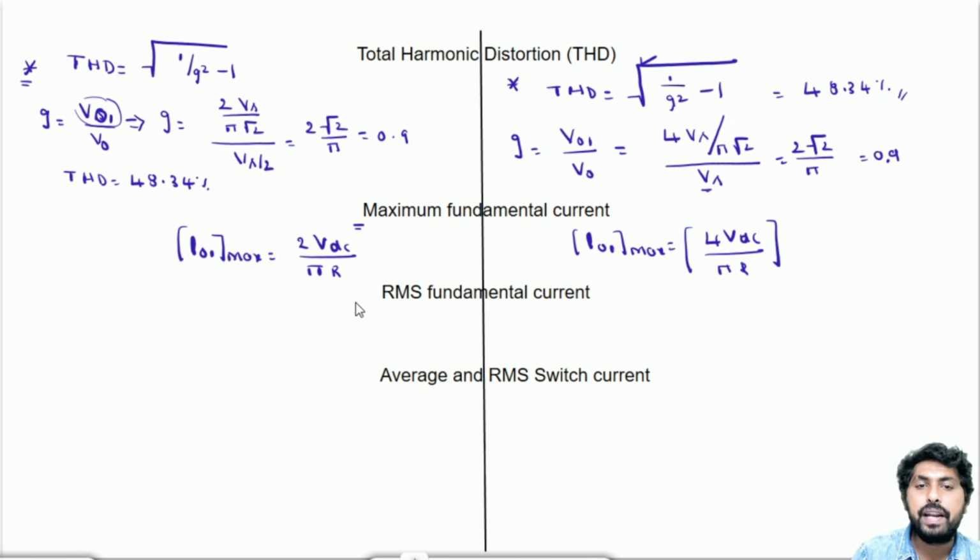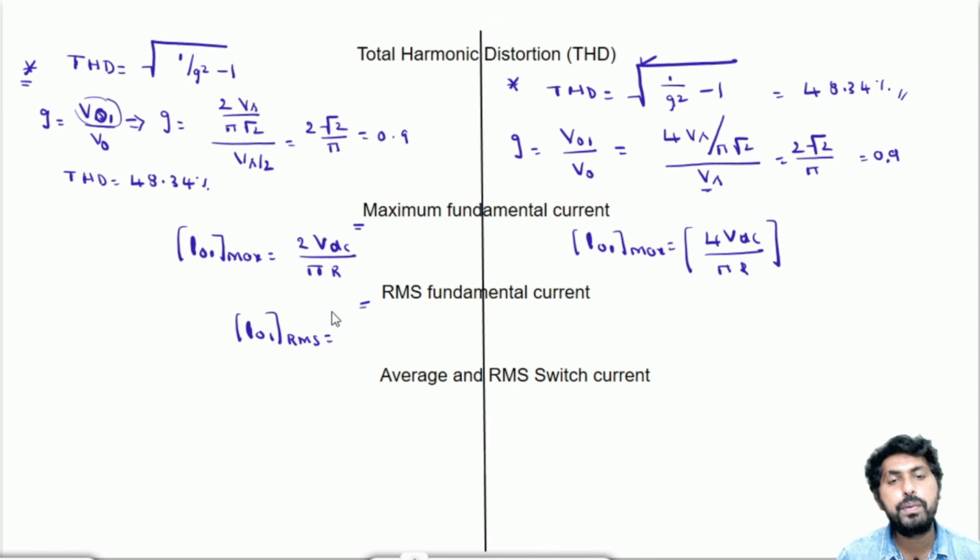Now let me find the RMS fundamental current. The RMS fundamental current I01 RMS equals the maximum value divided by root 2.